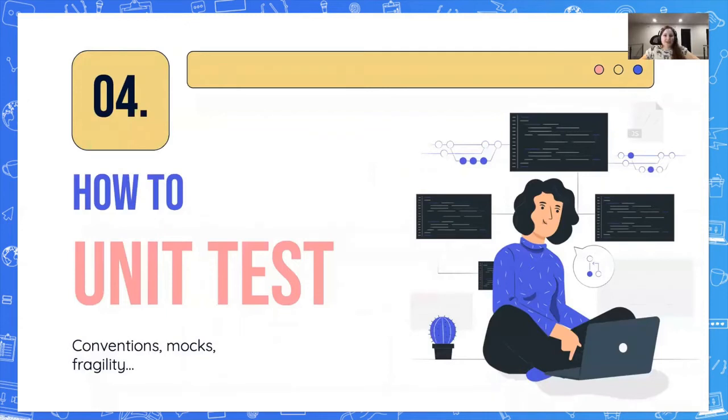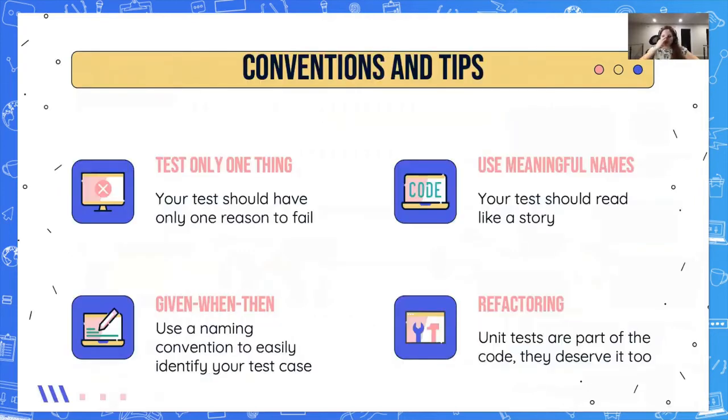Now that we understand a little bit better the unit test theory, let's talk about the more practical stuff. So here we have conventions and tips for you. The first one, we just talked about this. Remember that your unit test should always test one thing and should have only one reason to fail.